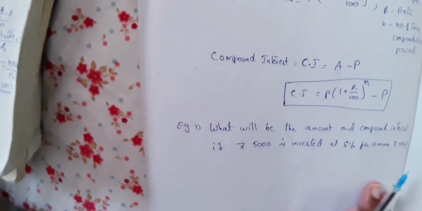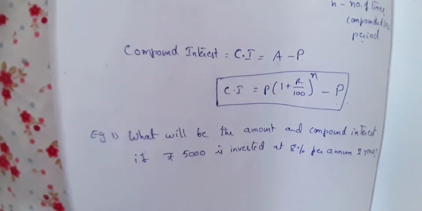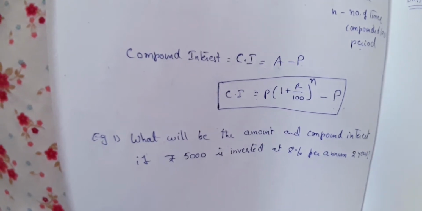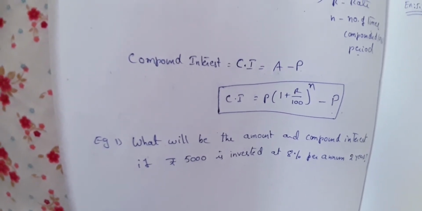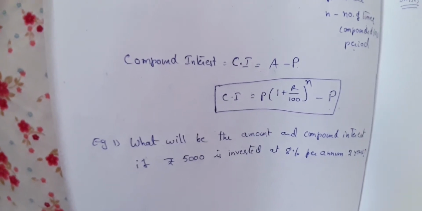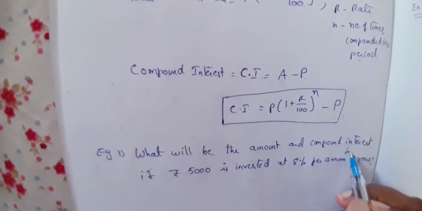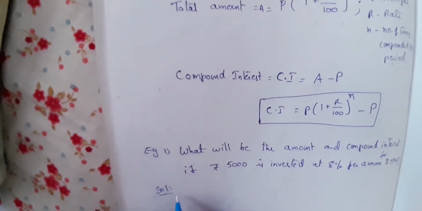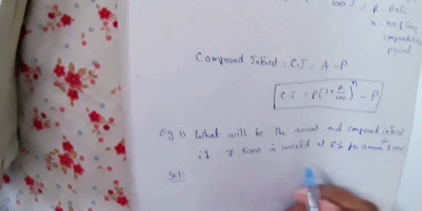So read out the problem here. What will be the amount and compound interest if rupees 5,000 is invested at 8% per annum for 2 years? For how many years? For 2 years. Right, therefore, now let us do the solution part. What are given for us?